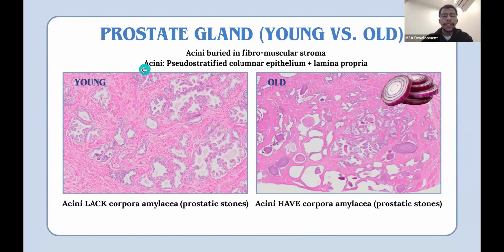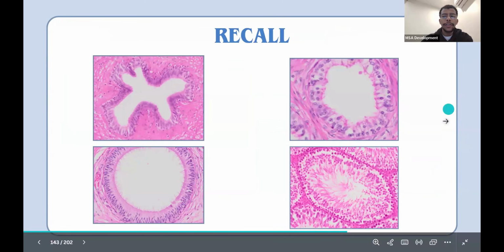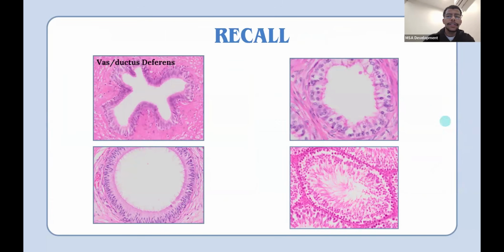All right. However, it's still the same pseudostratified columnar epithelium. It has lamina propria. It has the fibromuscular stroma. Everything is the same. The only difference is corpora amylacea, which are basically called prostatic stones. This is just for you to recall. Pause the video, name all of them. All right, here are the answers.